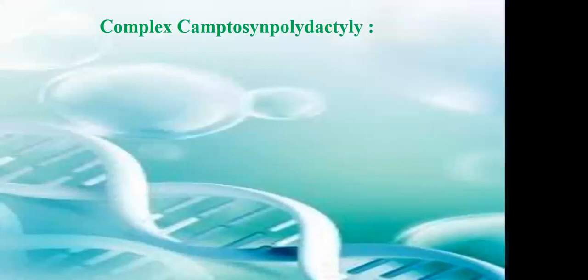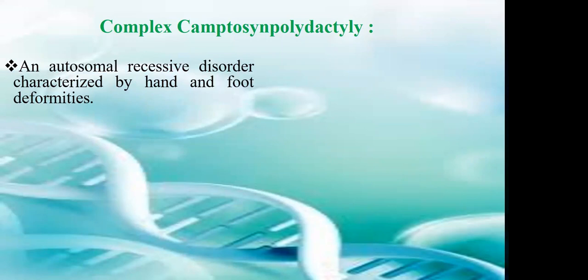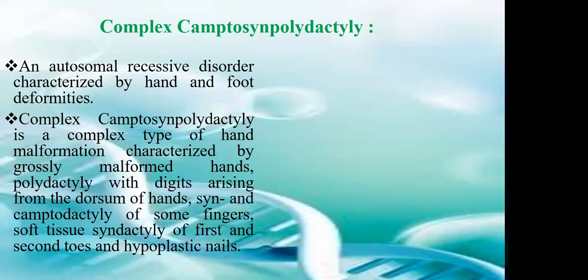So what is complex camptosynpolydactyly? It is an autosomal recessive disorder, characterized by hand and foot deformities: grossly malformed hands, polydactyly with digits arising from the dorsum of the hand, thin and camptodactylous thumb, soft tissue syndactyly of the first and second toe, and hypoplastic nails. This complex form can change the whole shape of the hands, and it can disturb our other fingers so we cannot grip things correctly. It disturbs our hand function.